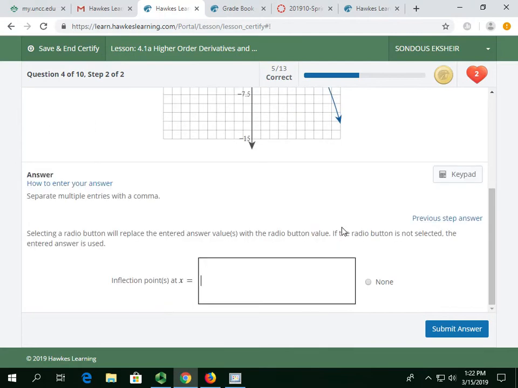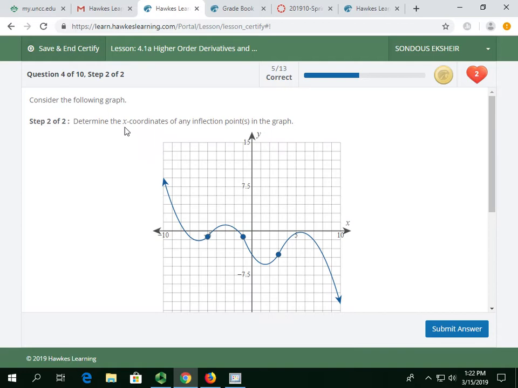All right, and this is part 2 of them. Quote, select the ratio button, or it will replace any kind of answers and values with the ratio button. But what are we supposed to do in this problem here on part 2? Maybe it's the answer questions up here. Oh, here it is: determine the x coordinates of any inflection points. What is the definition of inflection point? It's the point where you change concavity.